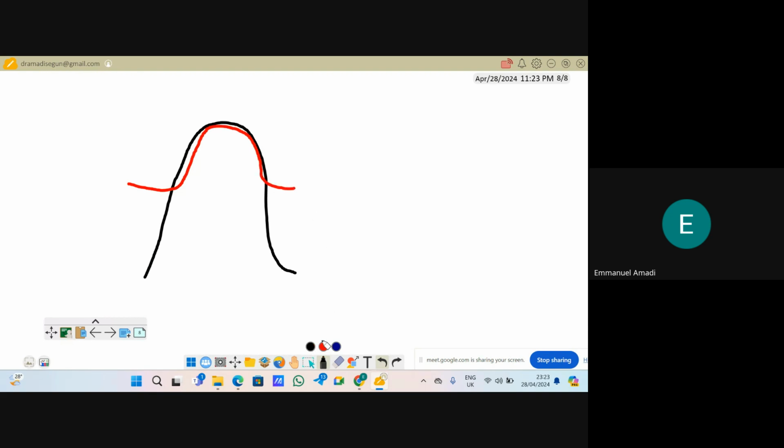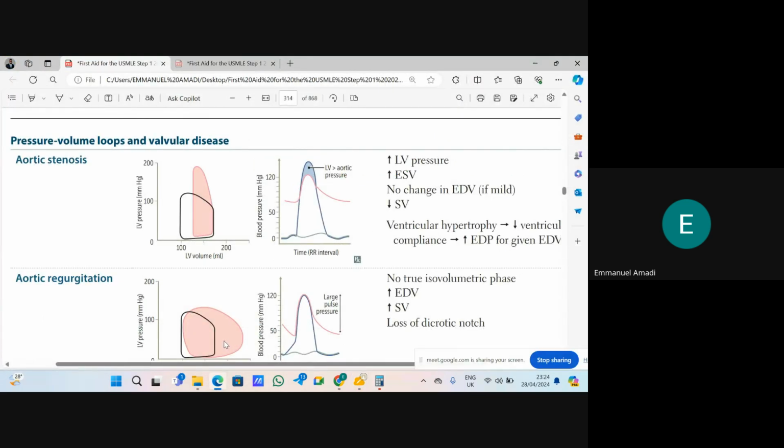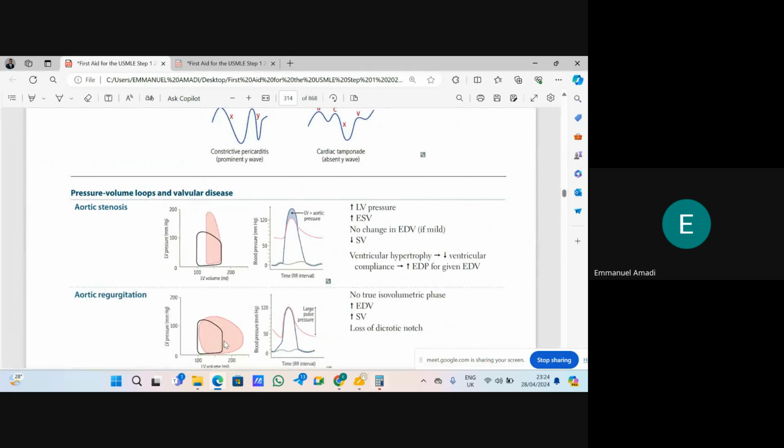Now look at a person with aortic stenosis. You see the ventricular pressure rises far above the aortic pressure. Look at the difference between the two of them. Look at the gap. Unlike in the normal where the gap is almost non-existent. Once you see that, what you're dealing with is definitely aortic stenosis. Once you see any curve where the pressure goes up markedly, far more than the aortic pressure, please, what you're dealing with at that point in time is definitely your aortic stenosis.